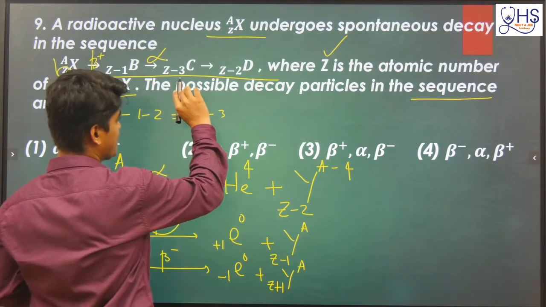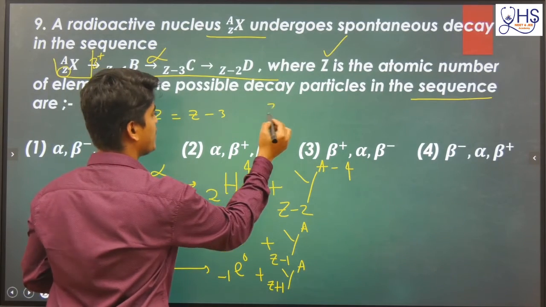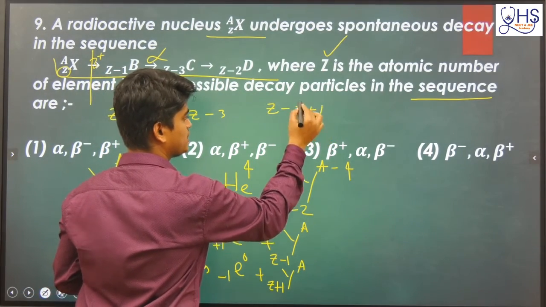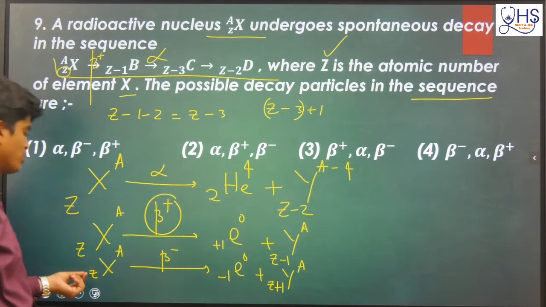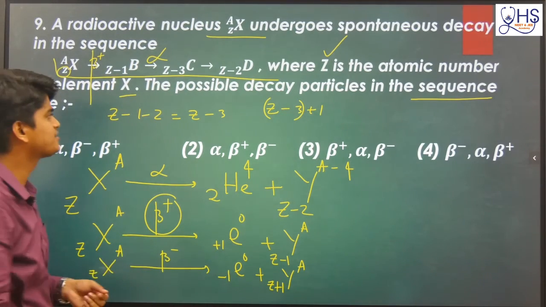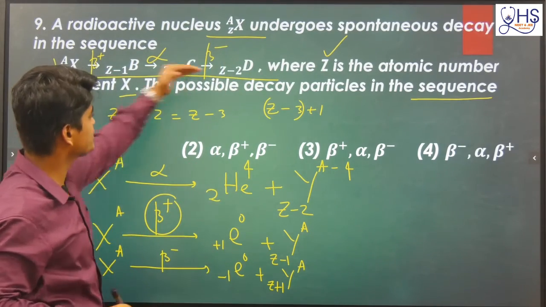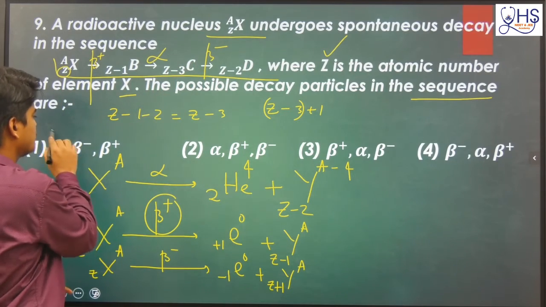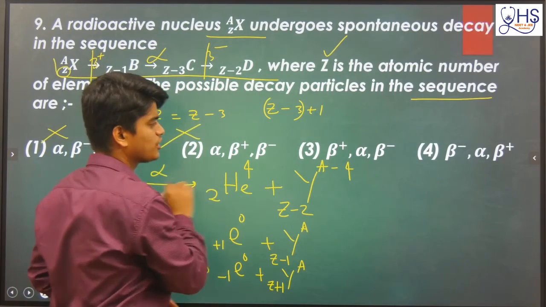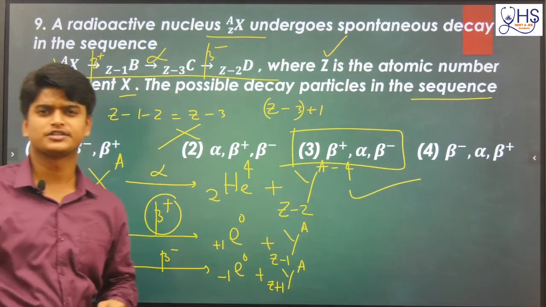Now here Z minus 3 to Z minus 2 is happening, then definitely if I do Z minus 3 plus 1, that means an addition of 1 is happening. So addition happens in the atomic number when a beta negative particle emits. So that's why definitely here it is a beta negative particle. So the sequence will follow beta plus, alpha and beta negative. So check the options, this will not be correct, this will also not be correct, and definitely the third answer is matching. So here will be option third.